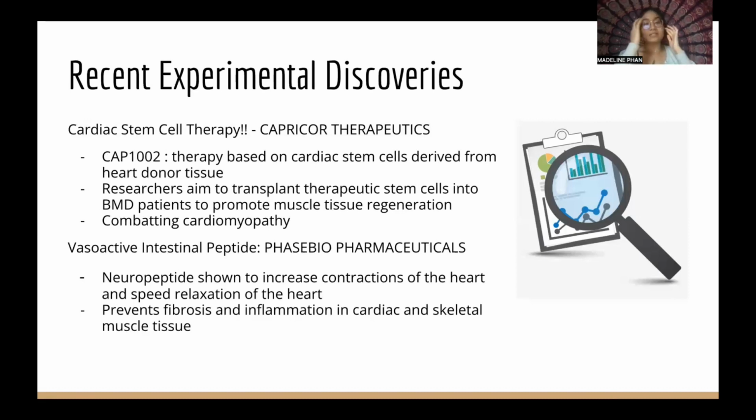These two therapies are very much combating muscle degeneration of the cardiovascular system. This is really important because the fatality of these muscular dystrophy diseases is very much tied to vital organs such as the heart. So it's really important that we continue to discover and develop more cardiac-centered therapies for Becker's muscular dystrophy.